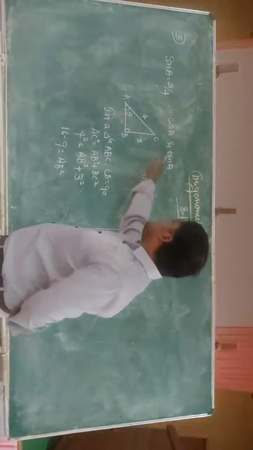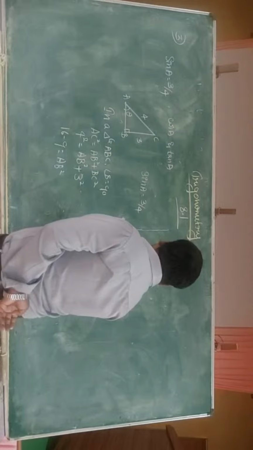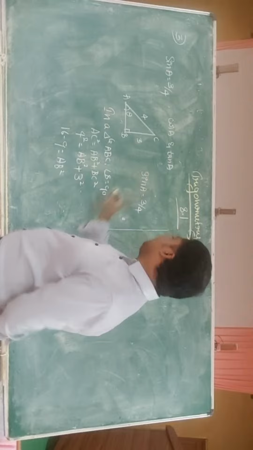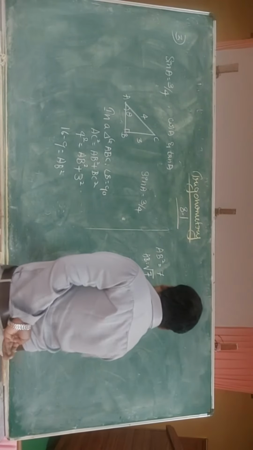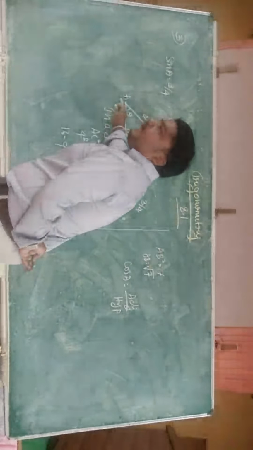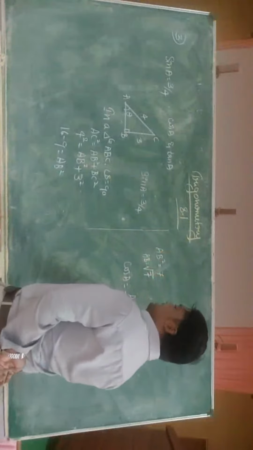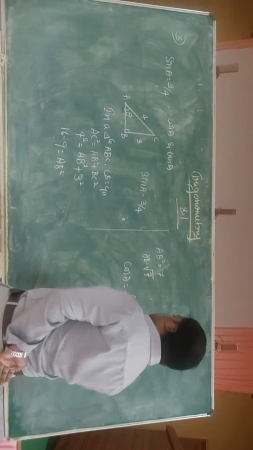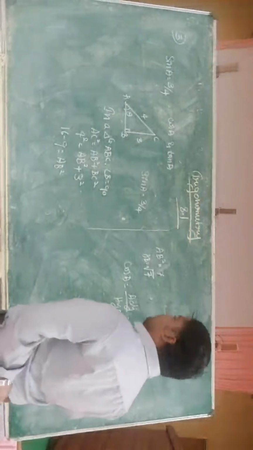So now they ask to calculate cos A and tan A. So cos A is equal to, how to define cos? Adjacent upon hypotenuse. Angle formed at A. So this side is the base, adjacent, and the hypotenuse is the same, it will not change. So adjacent AB divided by hypotenuse AC. So adjacent AB is root 7 upon hypotenuse 4.